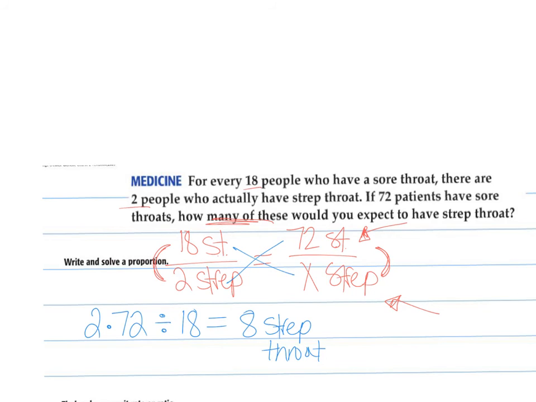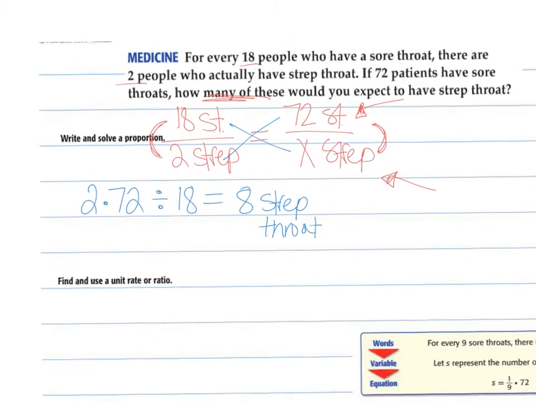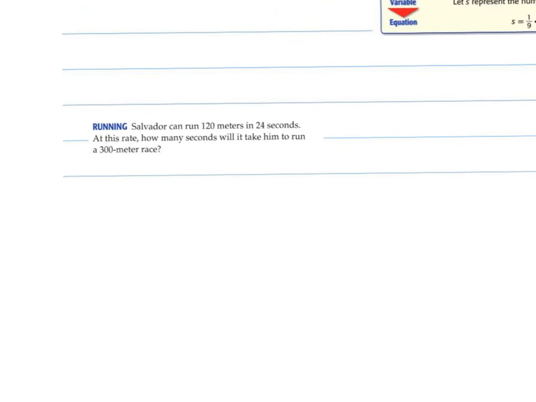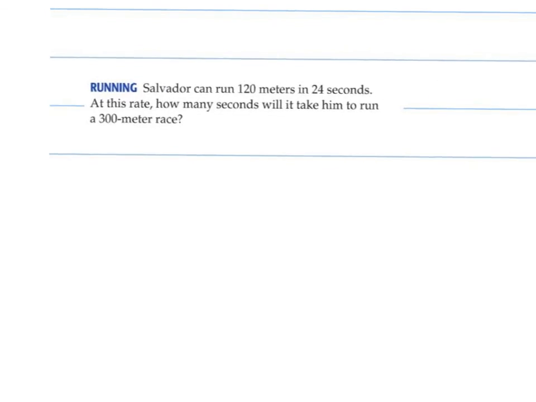Which makes sense to me because if there are 2 people with strep out of 18, then it makes sense that 8 people would have strep throat out of 72. If I got an answer like 1 or 100, that wouldn't make sense, and maybe that means that I set it up wrong. One more problem that I want you to do on your own, and then check your work with me.